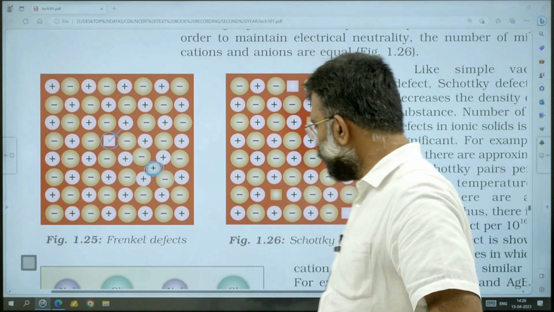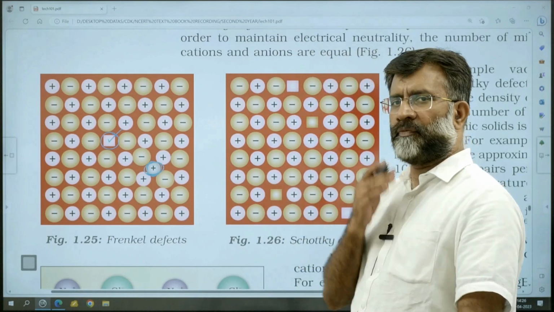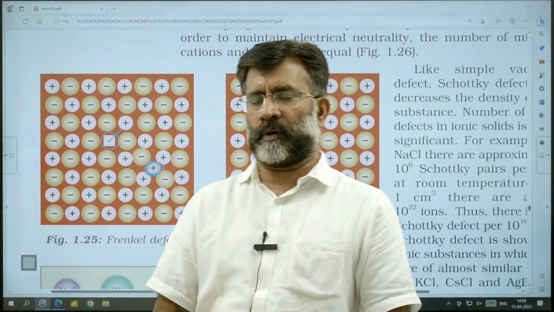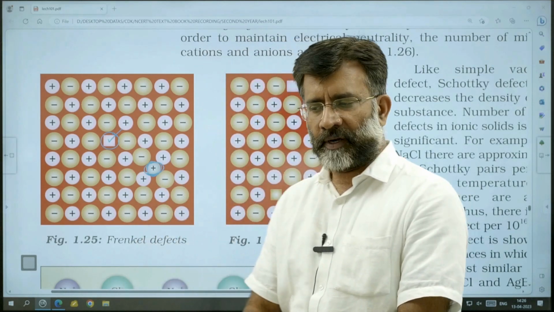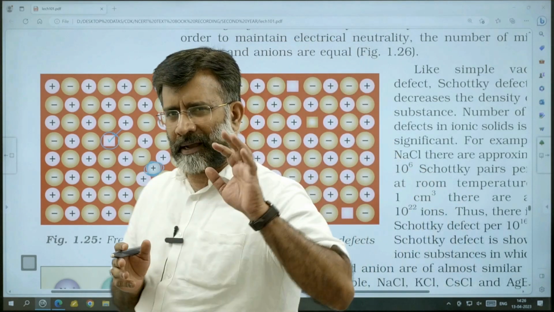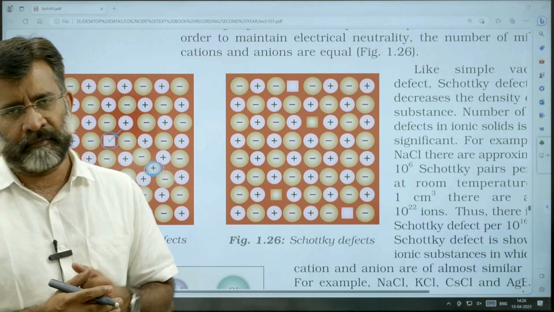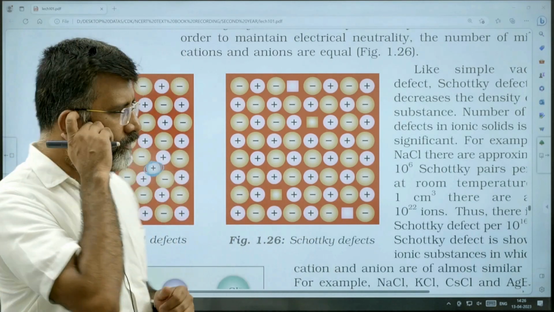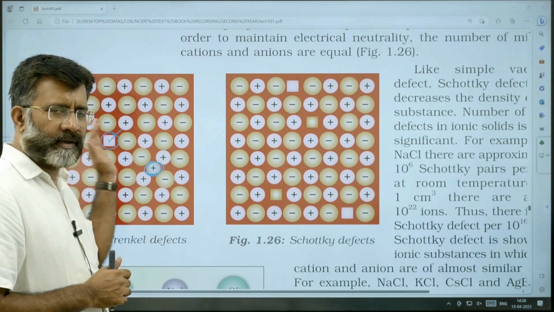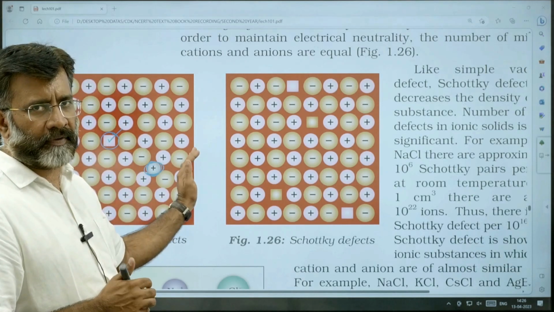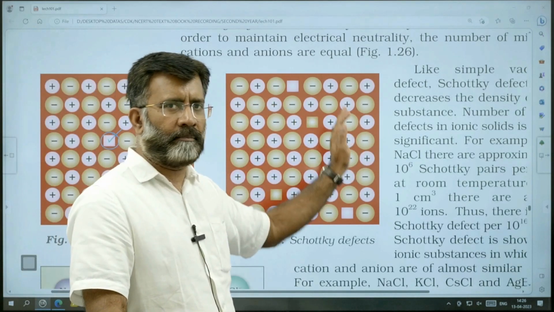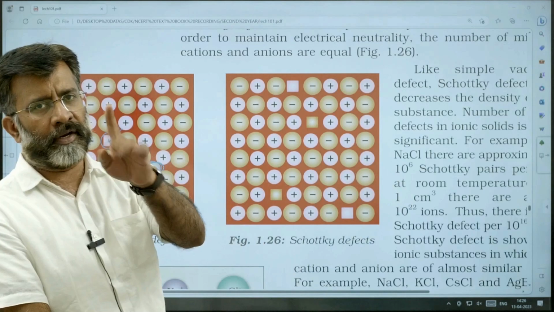While Schottky defect means missing of equal number of cations and anions. That is Schottky defect. Whenever the sizes of cation and anion are comparable in nature, we find a Schottky defect. Whenever the ionic sizes are largely differing, we find a Frenkel defect. Whenever the ionic sizes are comparable like NaCl, we find a Schottky defect.